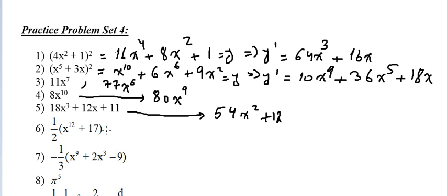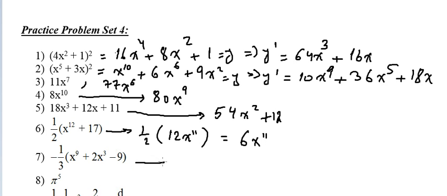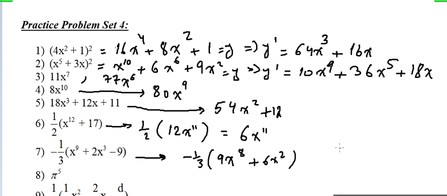11 is 0. Derivative of this one, let's keep the half outside and do the derivative inside, 12, right? X power 11 and derivative of 17 is 0. Now 12 times half is 6x to the power 11. What is the derivative of this one? Keep the minus 1 over 3 outside. It's 9x power 8 plus 6x to the power 2 and derivative of 9 or minus 9 is 0. The final answer is going to be minus 3 times 9, it's minus 3x to the power 8 minus 6, minus 3 times 6 is 2x squared, right?